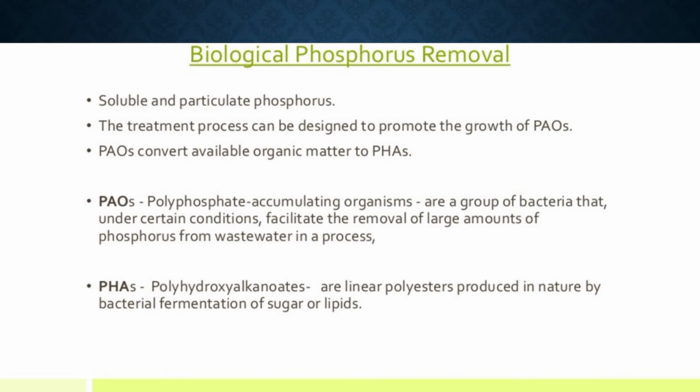Here is biological phosphorus removal. Soluble and particulate phosphorus are present. The treatment process can be designed to promote the growth of PAOs. PAOs convert available organic matter to PHAs. PAOs, polyphosphate accumulating organisms, are a group of bacteria that under certain conditions facilitate the removal of large amounts of phosphorus from wastewater in a process. PHAs, polyhydroxyalkanoates, are linear polyesters produced in nature by bacterial fermentation of sugar or lipids.